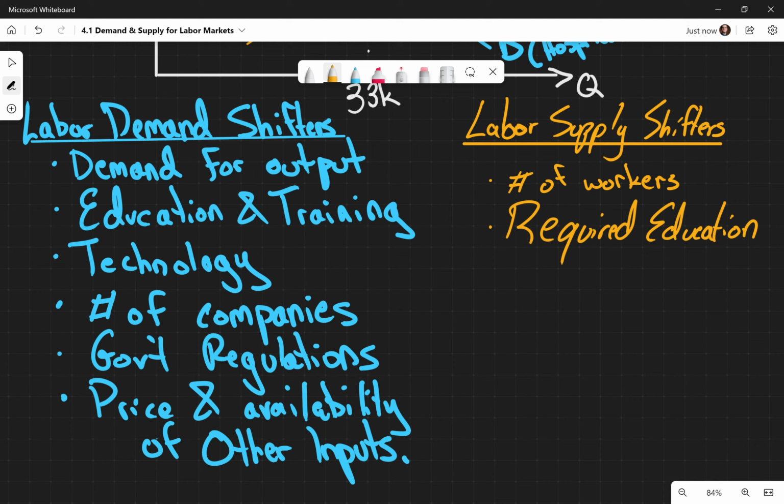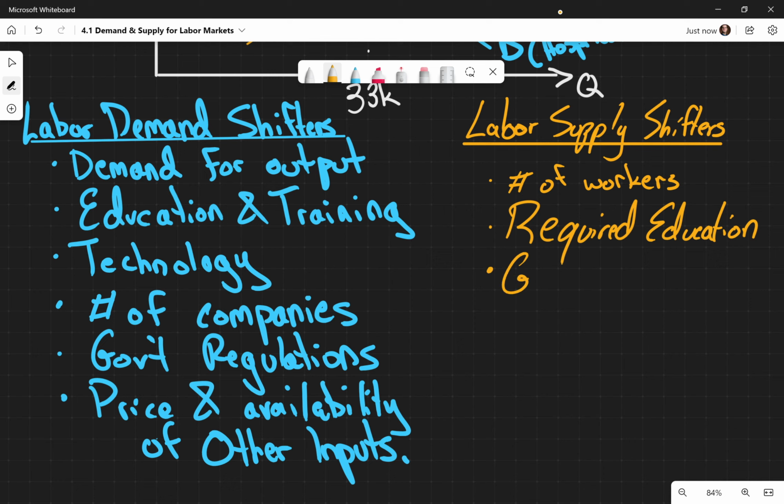And so the required education is going to either shift the supply curve to the right if the required education is dropped, which is actually something that we've been seeing lately. We've been seeing a lot of it, because of the fact that unemployment is low, and businesses, at least up until recently, were hiring at breakneck speed. They were lowering education requirements, which was essentially shifting the labor supply curve to the right. So if there's a decrease in the required education, the supply of labor increases to the right. If there's an increase in the required education, it's going to shift to the left.